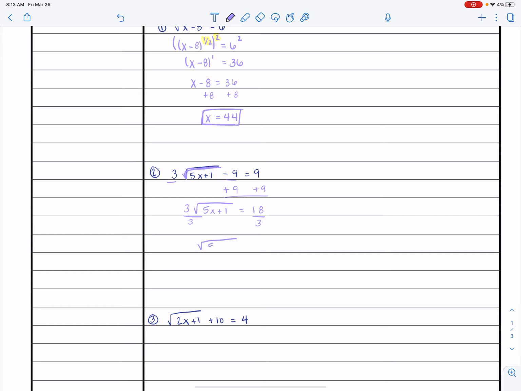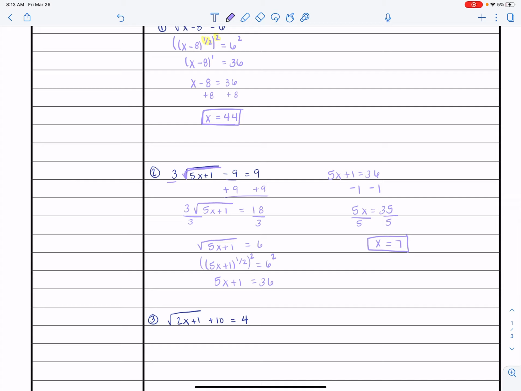So the square root of 5x plus 1 equals 6. Now we're going to rewrite that square root as 5x plus 1 to the 1/2 power equals 6. In order to get rid of the 1/2 power, I'm going to square it. So 1/2 times 2 is 1. So I have 5x plus 1 with no power equals 36. So 5x equals 36 minus 1, so 5x equals 35. Divide by 5. x equals 7.